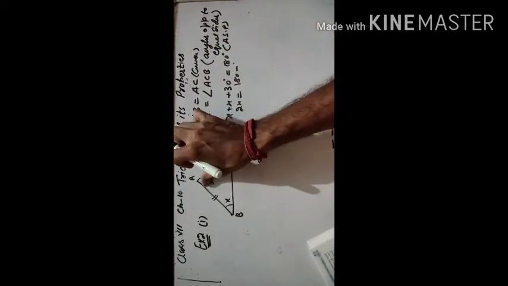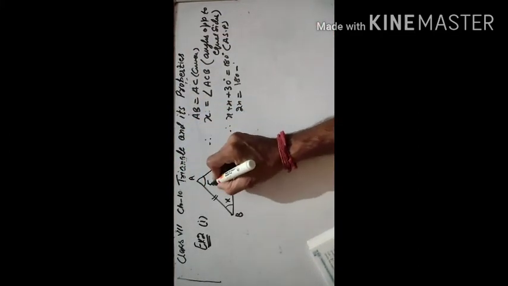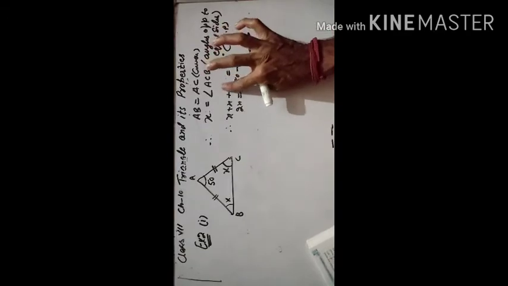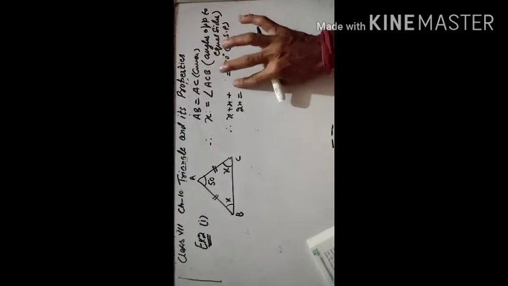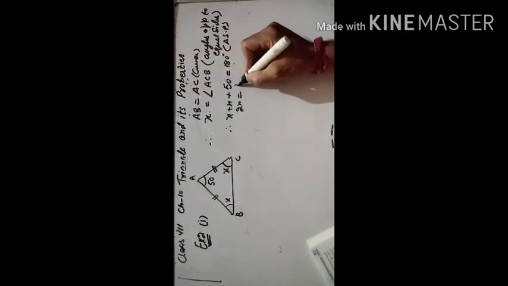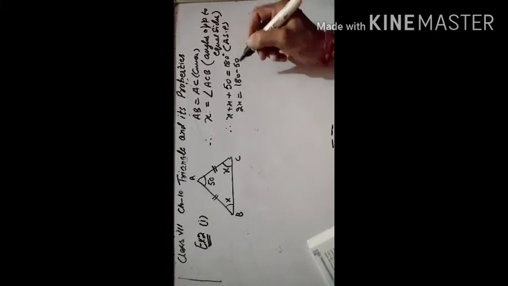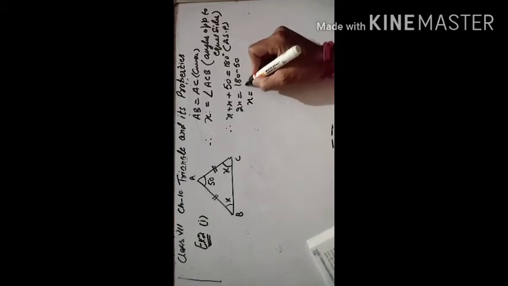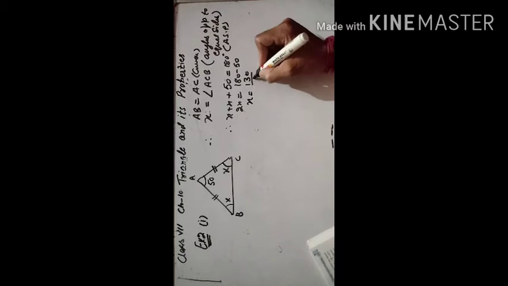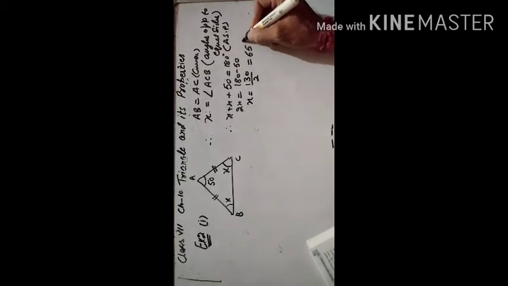No, this is 50 degree given. This is 50. So 2x is equal to 180 minus 50. That is x is equal to 130 upon 2, is equal to 65 degree.